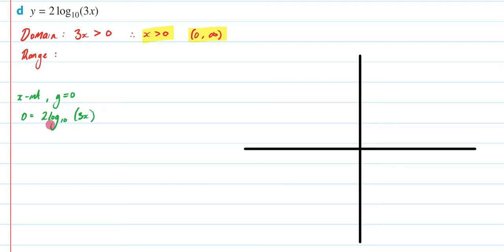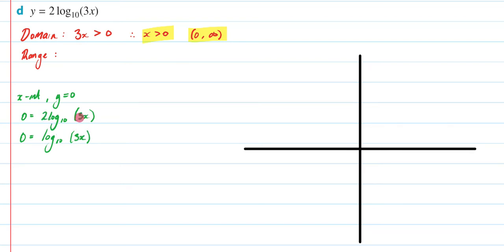The first thing that I can do is get rid of this 2 out the front by dividing both sides by 2. So that means I'm going to have 0 equals log base 10 of 3x, and as I've said in previous videos, this 2 here, a dilation by a factor of 2 from the x-axis, is going to have no effect on my x-intercept. Any numbers out the front, because I can get rid of them in this fashion, are not going to impact my x-intercept.